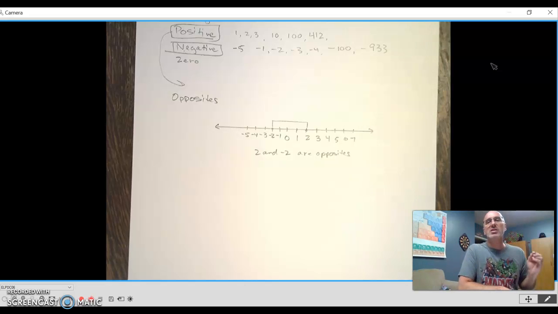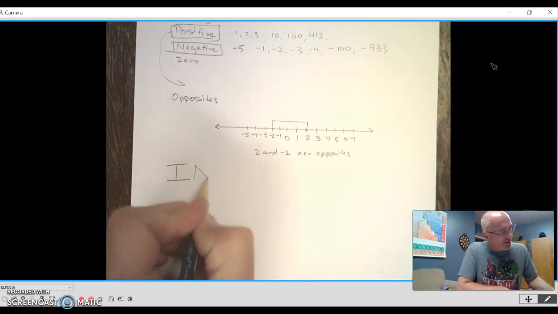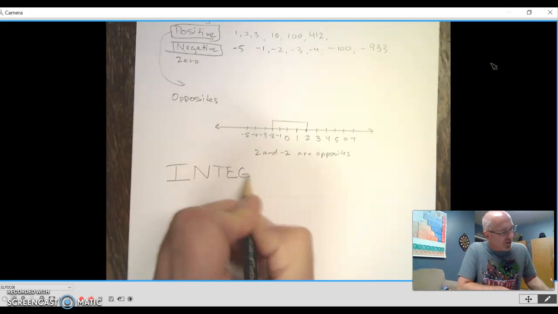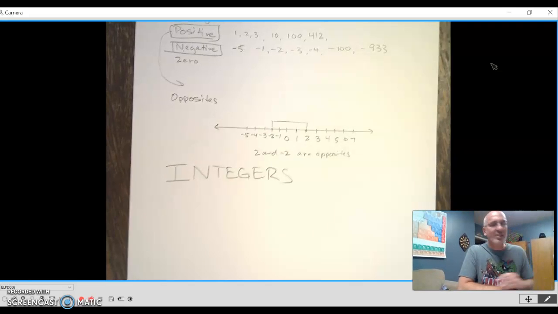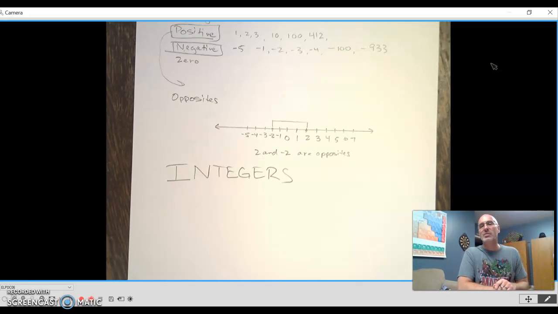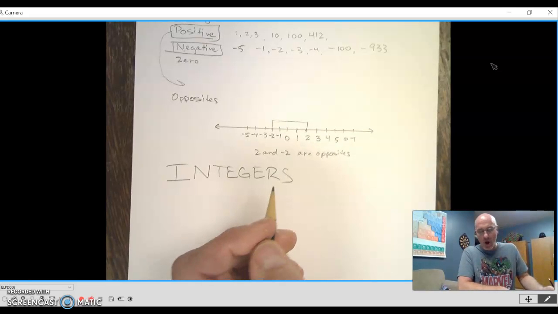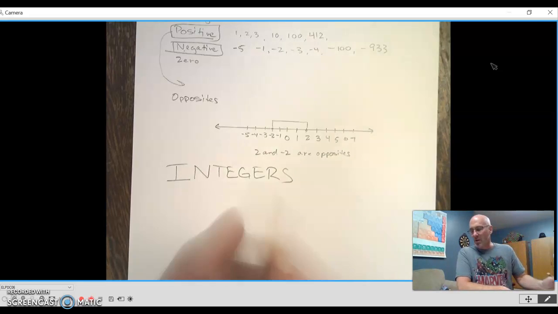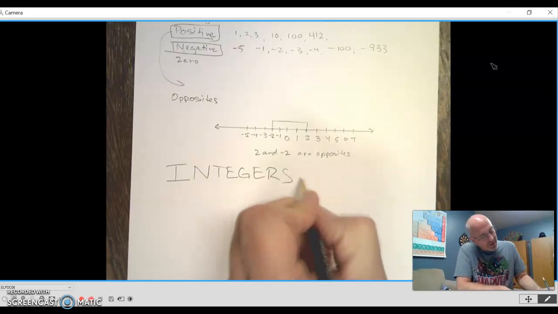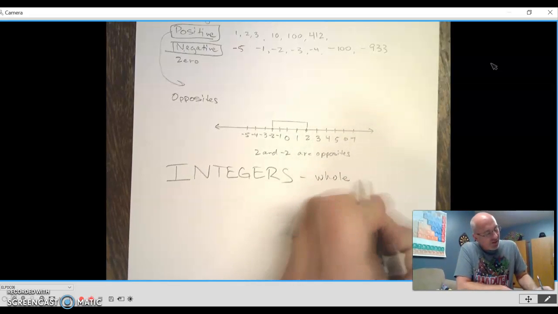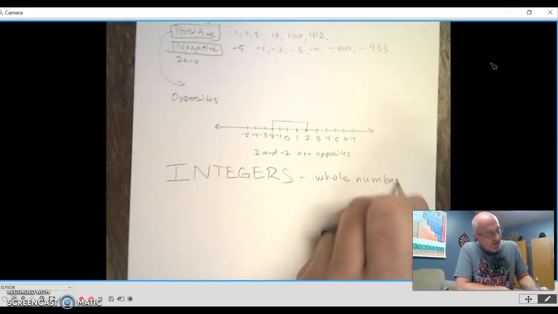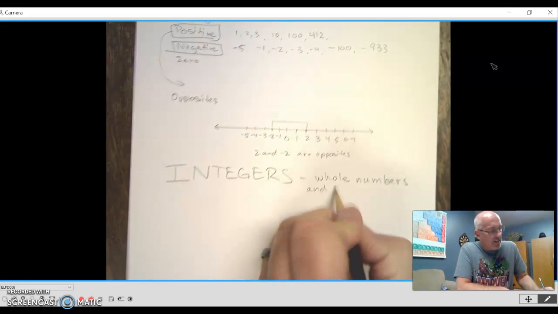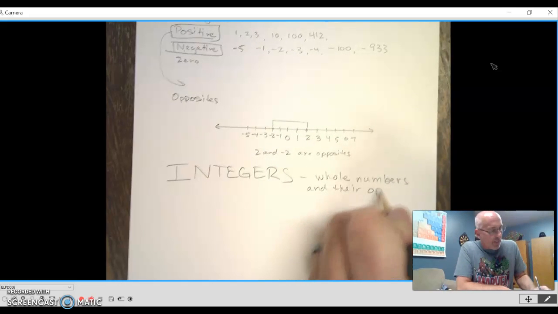Now that brings us to a major term. I'm going to write it nice and big. Integers. Okay, so we name this set of numbers by all of the whole numbers and their opposites.